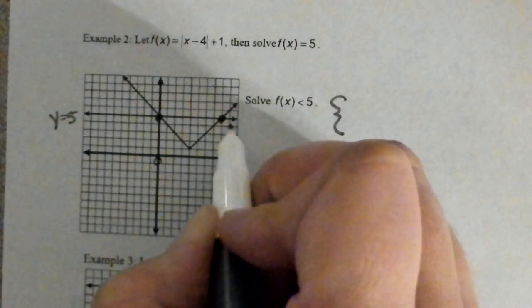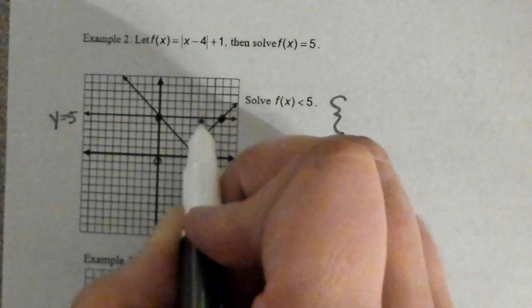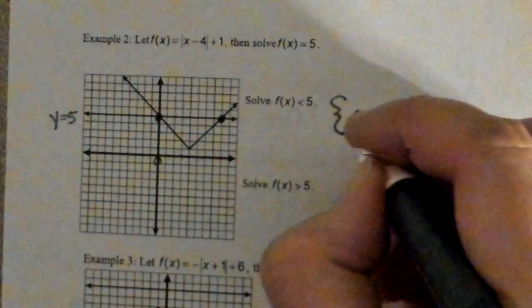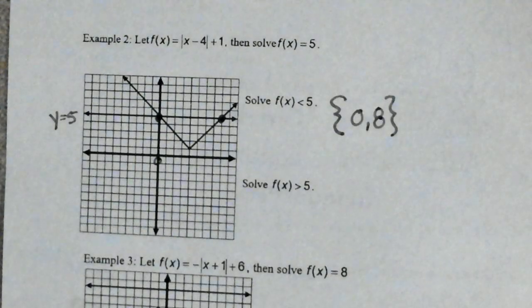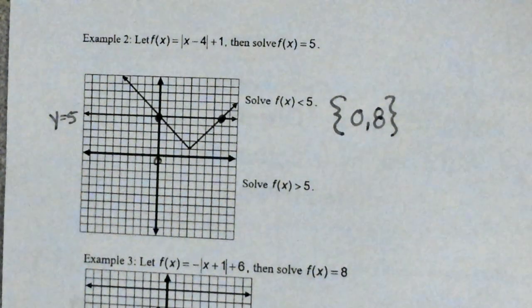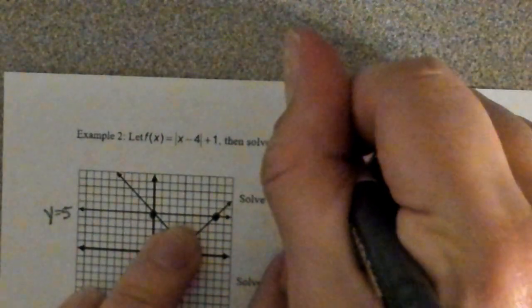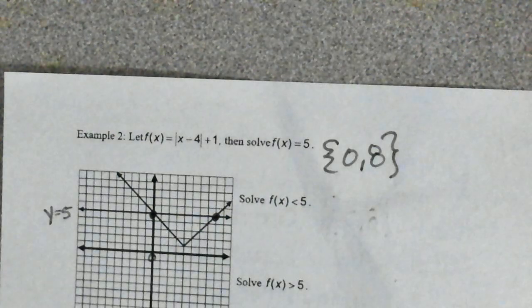0 and, is that 8? 3, 4, 5, 6, yeah, 8. So 0 and 8. Those are our two solutions. Whoops, I wrote that in the wrong spot. I'm sorry. Thank God for erasable pen. I meant to put that up here. 0 and 8. That's the equation.